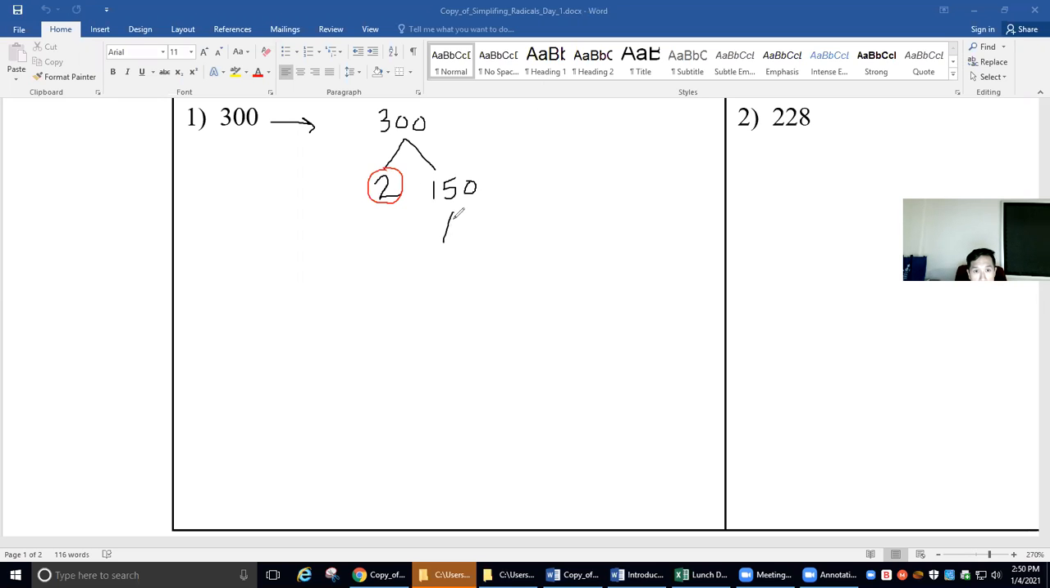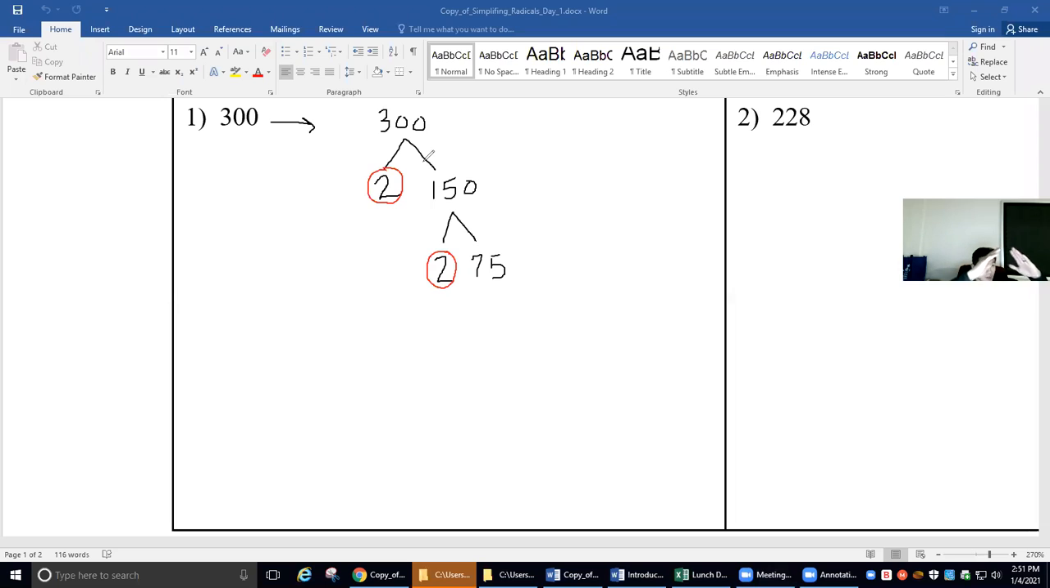Then I'm going to break this apart. 150. I want to divide that number into two numbers. What numbers do you think they could be? 75. Okay, 75 and what else? 2. Thank you. So we're going to go with that. So 75 and 2. Here's my other prime number. Now this factor tree is all attached to 300.